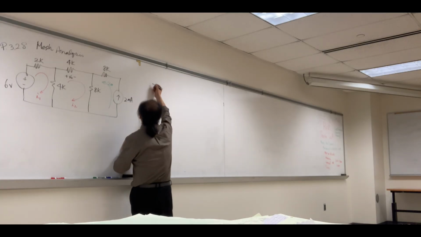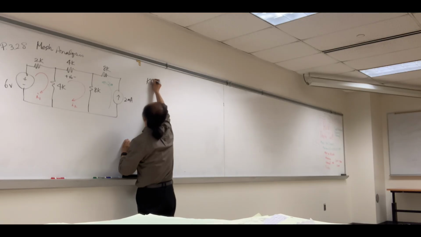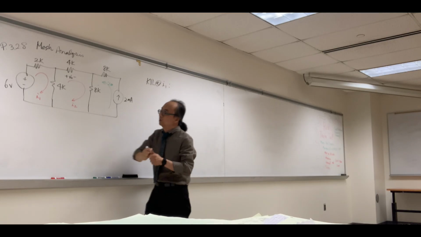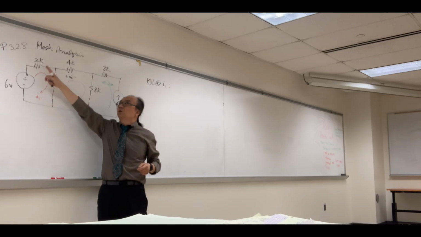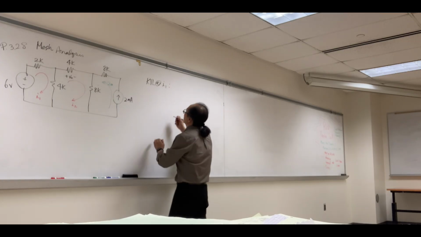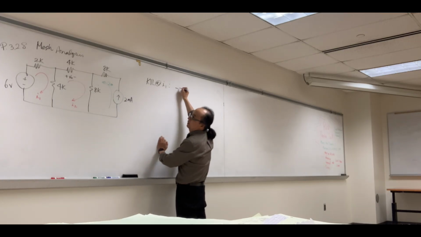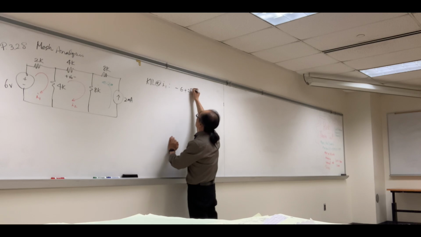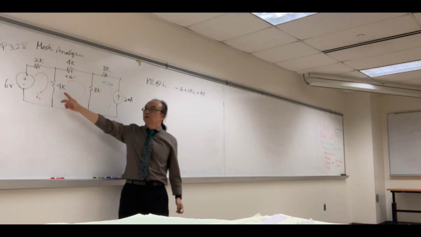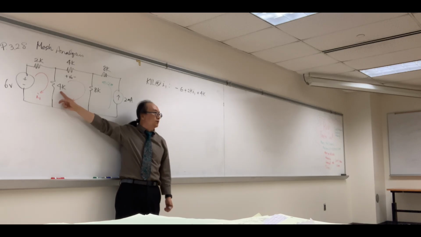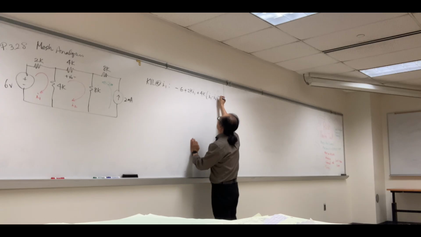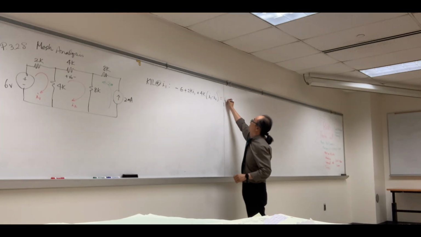So now the first thing, we want to do KVL at I sub 1. Following this direction, the current we assigned going this way, entering the negative terminal of the 6 volts. So I would say negative 6 plus 2K I sub 1 plus 4K. What's the current going through the 4K resistor? I sub 1 minus I sub 2. Good. And this equals 0.